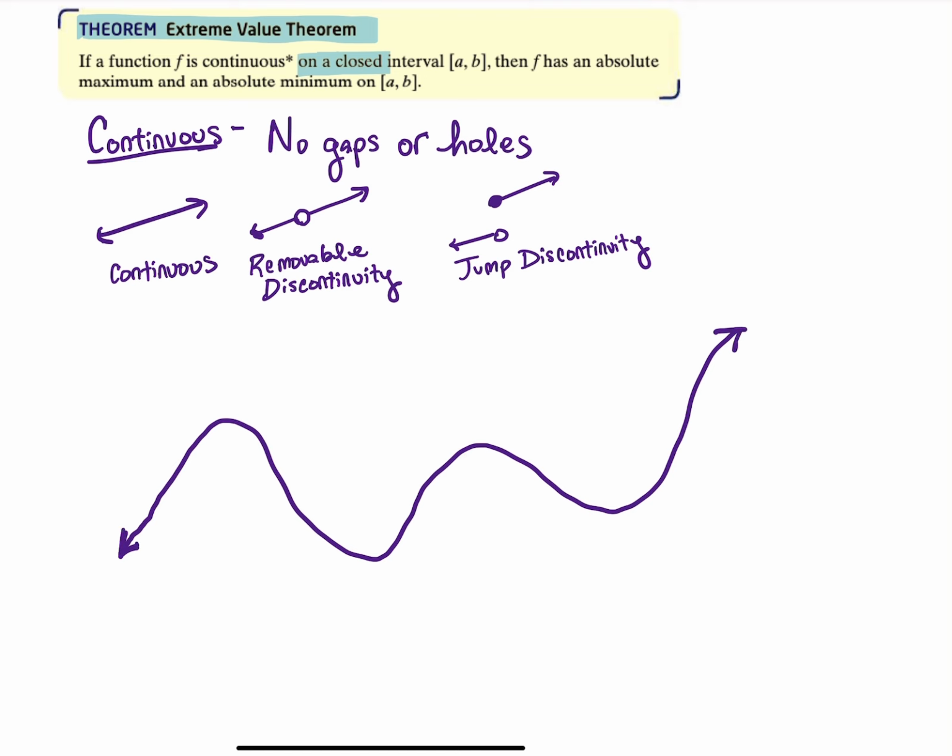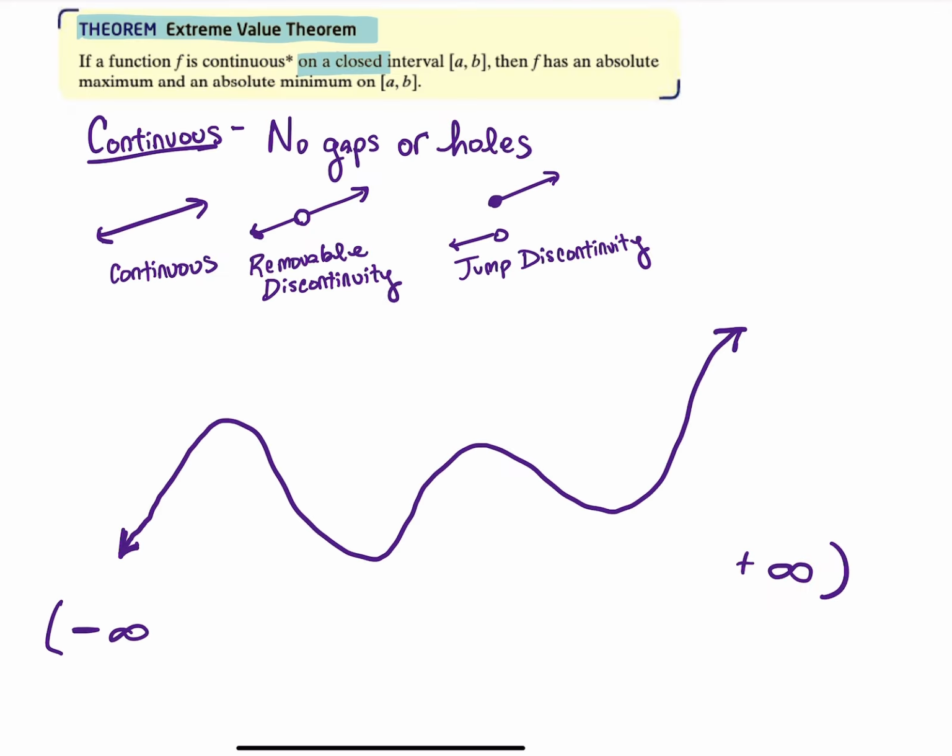So let's build a closed interval, meaning we're stopping and starting at a specific point. We can't consider from negative infinity to positive infinity because those are open intervals. In that case, we can't say we have an absolute maximum because there's always another point above it or below it. Same with absolute minimum. So we can't go on forever. We have to take some closed section.